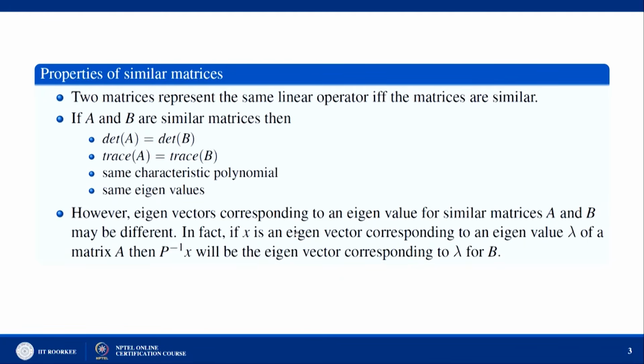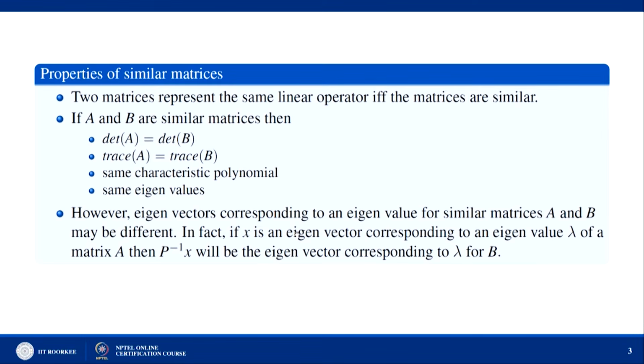We have concluded that if two matrices A and B are similar, then their determinants are equal, and the traces of the two matrices are equal. Trace of A is equal to trace of B, where A and B are similar matrices. They have the same characteristic polynomial, and hence they have the same characteristic roots or eigenvalues. Okay. Eigenvectors may not be the same. So, these are the properties.